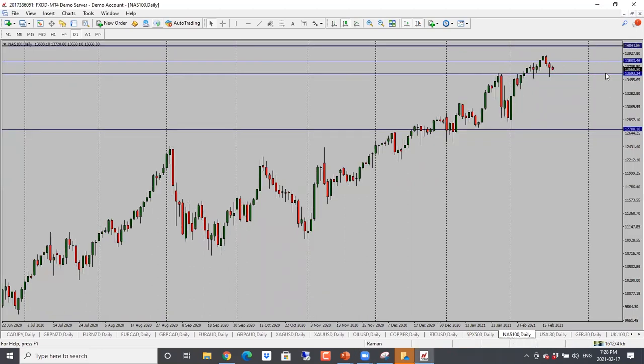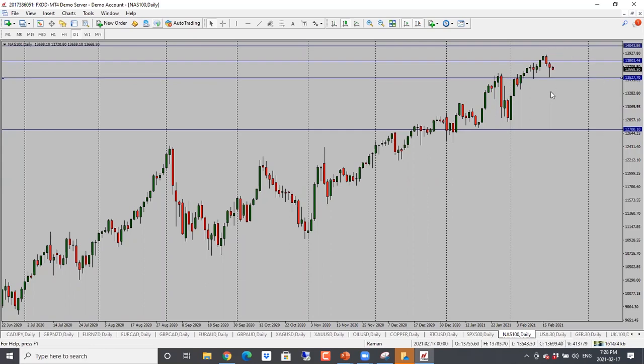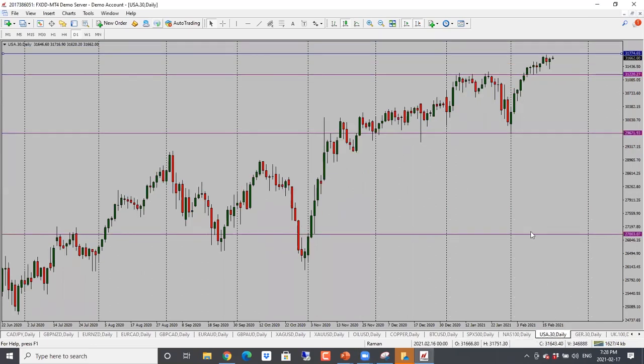Nasdaq here, we did see that drop right into the support level. Now it did bounce off of that level, but there's still that downwards momentum there. So I will look for a retest of the support at 13,520. If it holds, then we're back into the range. But for now, neutral to bearish bias for Nasdaq.